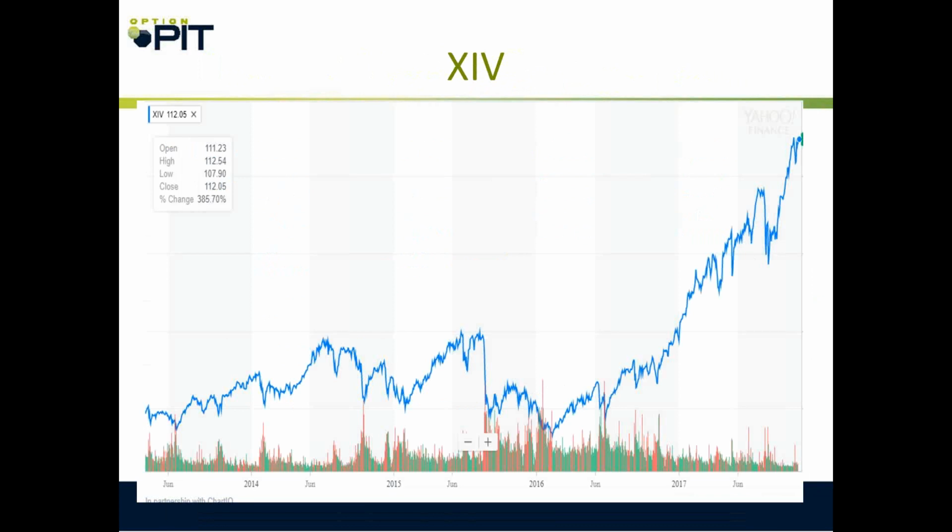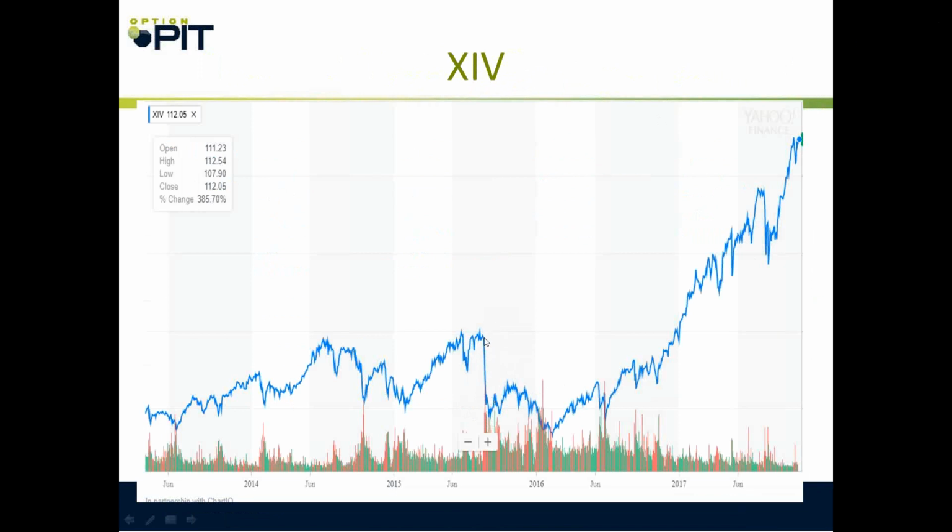Here's XIV. Off to the races. I took this, like October, and it's up 20 bucks from here. However, I want to point out something. Everybody thinks they're smart owning XIV. Take a look at this drop it can take in a day. XIV and SVXY are the same thing, Christopher. Take a look at the drop it can have in a day.